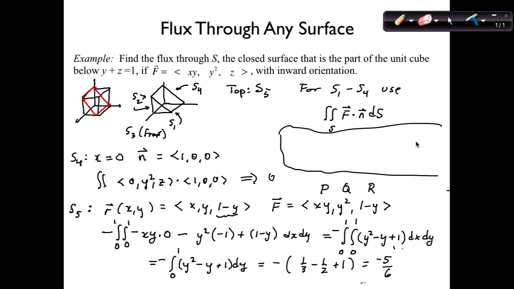So the flux is the sum of all the fluxes of all the sides. I think that's going to be 0 plus 0 minus 1/6 plus 0 minus 5/6, which equals negative 1.